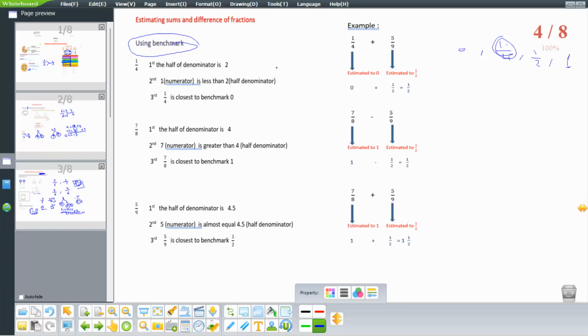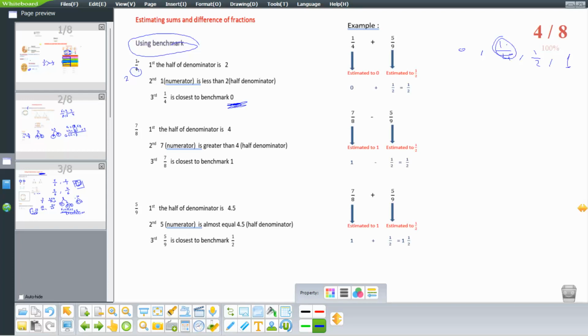Okay, for a quarter, the first step is to find the half of the denominator. Half of 4 equals what? Yes, 2. And 1 is smaller than 2. If the numerator is smaller than half of the denominator, it means the closest benchmark is 0. The closest benchmark is 0.